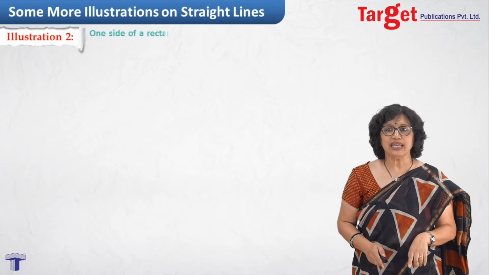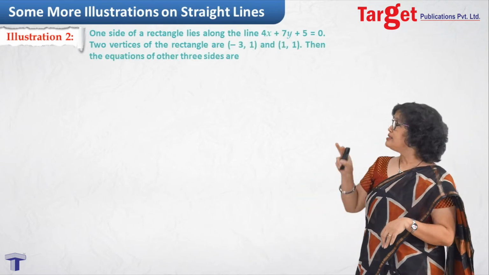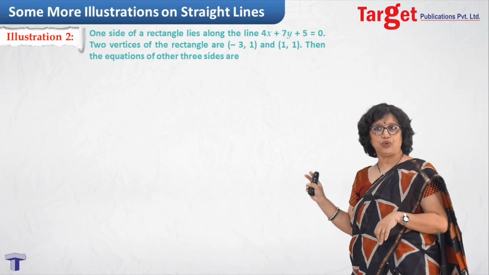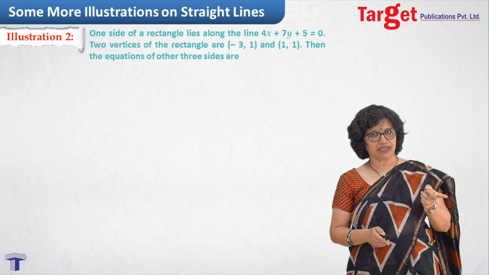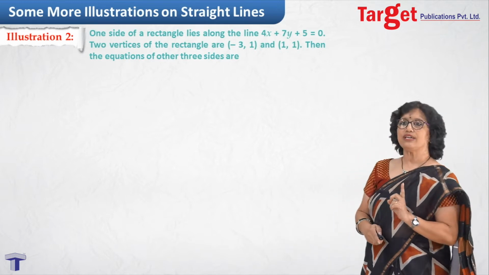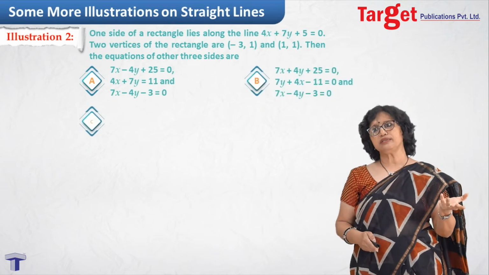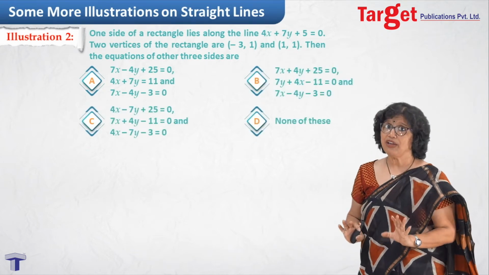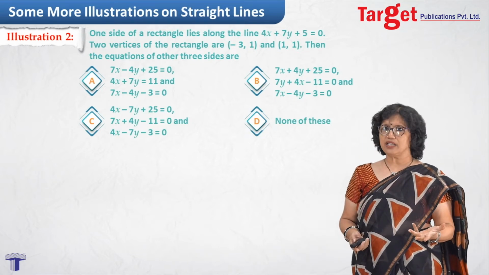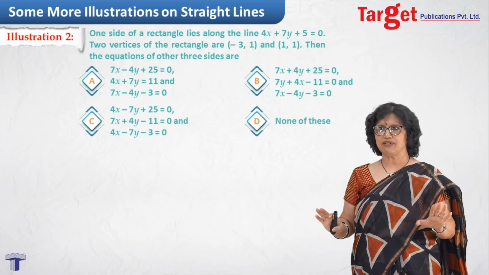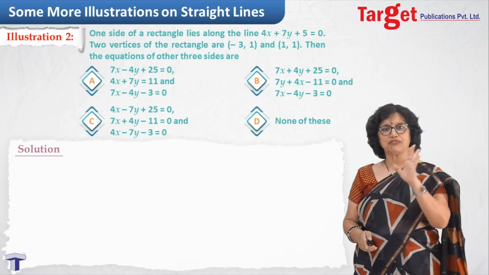And next illustration is that one side of a rectangle lies along 4x plus 7y plus 5 equal to 0. Two vertices of the rectangle are minus 3, 1 and 1, 1. Then the equations of other sides are, and we are given 4 options from where we have to pick up the correct one. Now, which two vertices are minus 3, 1 and 1, 1? No information is given to us. It's only that one side is given by 4x plus 7y plus 5 equal to 0.